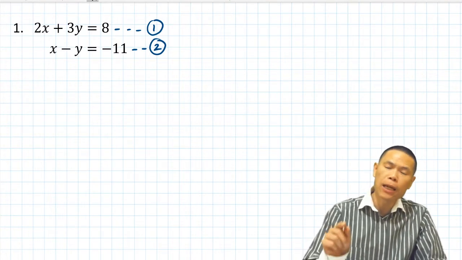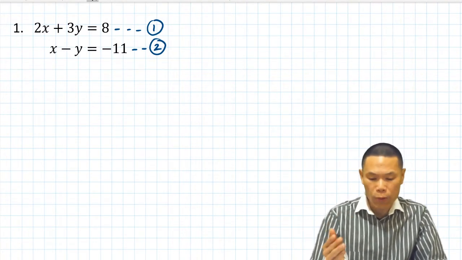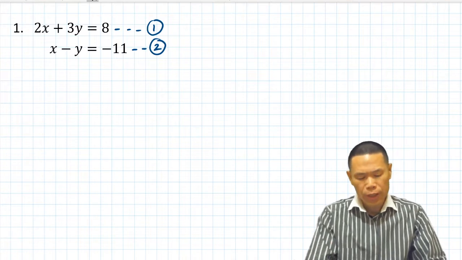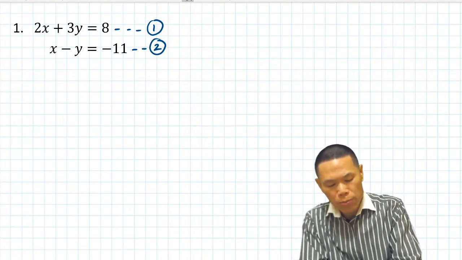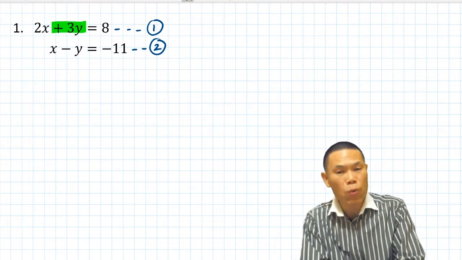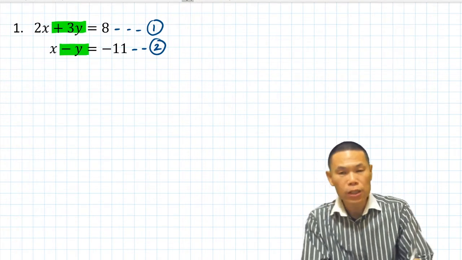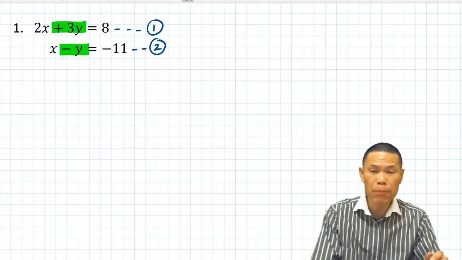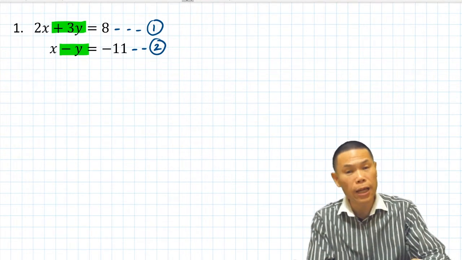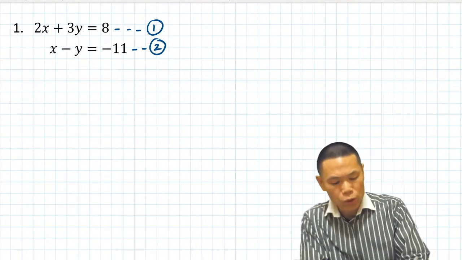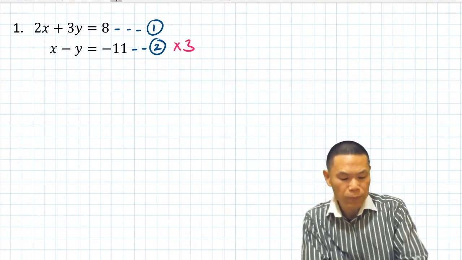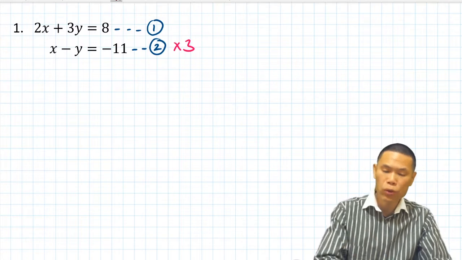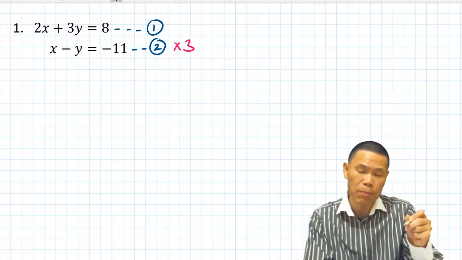I can either get rid of x or I can get rid of the variable y. But it's easier in this case if I get rid of the variable y, because we have plus 3y there and minus y. So if we make the y the same and we add them up, we can eliminate the y out. So to do this, I times this by 3. So remember, if I times by 3, the whole equation must times by 3.